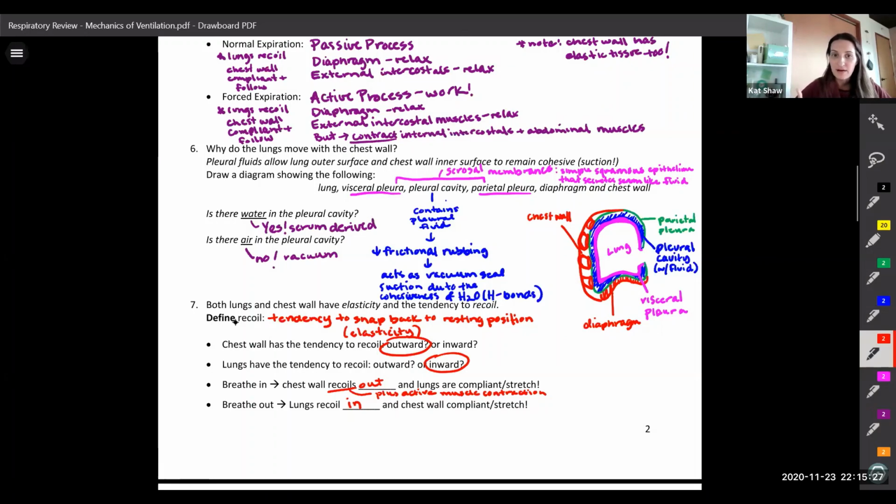Then as you breathe out, right, and you relax those muscles, then the stretchable lungs now take over and they have their recoil in, and the chest wall will be compliant and actually stretch, right, in order to follow the lungs.